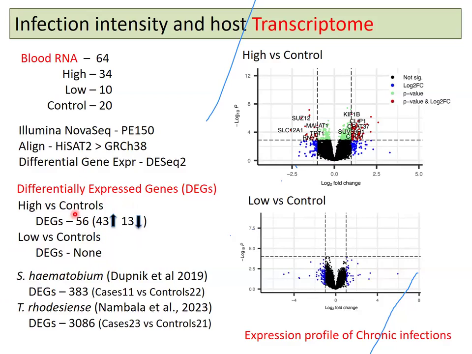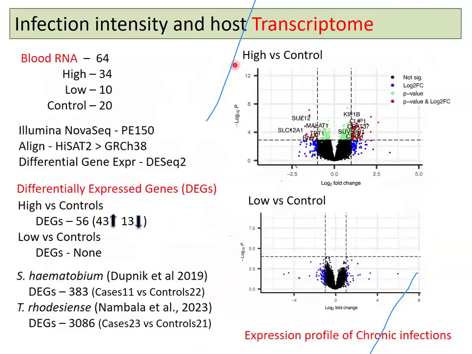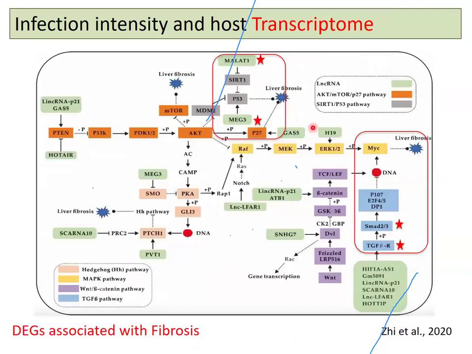However, the genes that we observed here were highly associated with a condition called fibrosis. How do they influence this condition called fibrosis? We had genes like MALAT1. I can show it to you back here. We have MALAT1 here. MALAT1 is a long non-coding RNA, and this long non-coding RNA influences the p53 pathway, and this p53 pathway is directly involved in liver fibrosis.